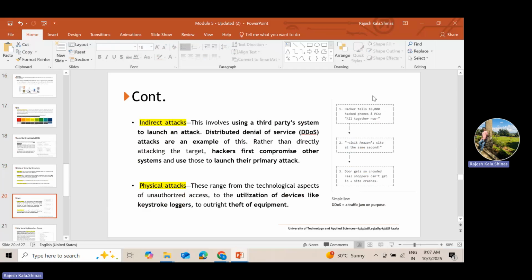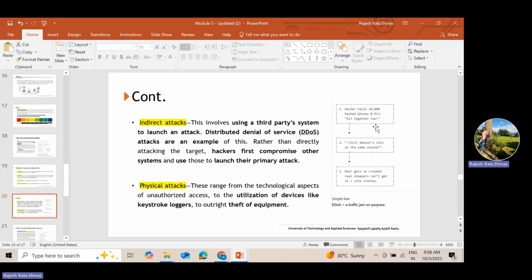Here, a hacker will compromise, say, 10,000 phones. They will hack 10,000 phones and some computers first. They will compromise them, and by using those devices, they will ask them to visit the Amazon website. All these compromised machines are compromised by the hacker. The hacker will use these 10,000 PCs and phones, and they will all send requests, they will all visit the Amazon website.